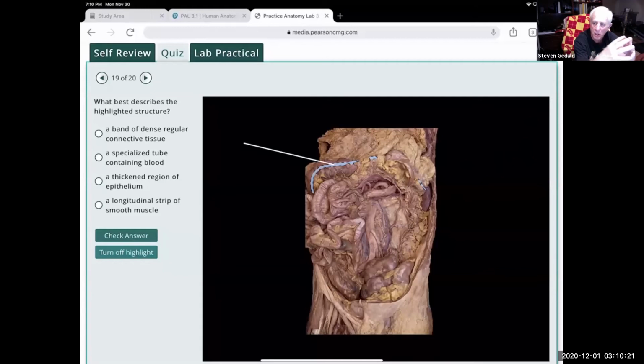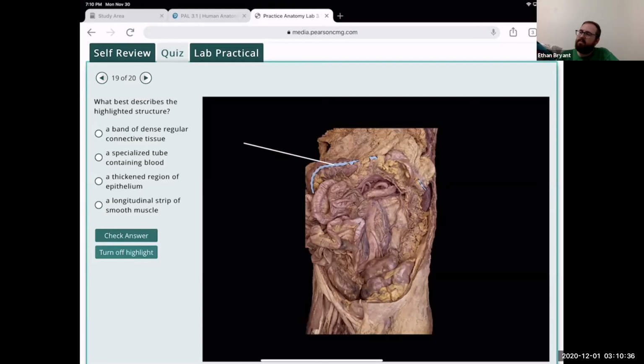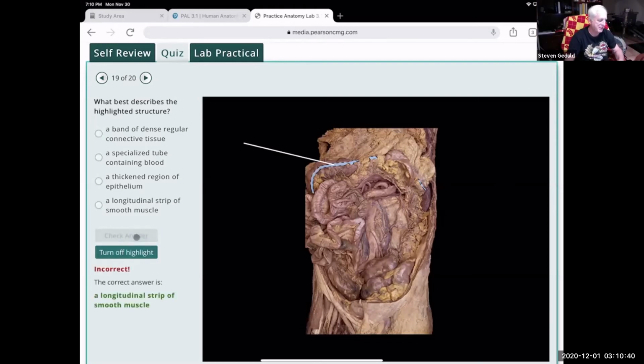So the teniae coli have what function? They're a band of dense connective tissue, a specialized tube containing blood, thickened region of the epithelium, longitudinal strip of smooth muscle. Last one, longitudinal strips of smooth muscle. Those are teniae coli. Sometimes it's hard to tell what they're pointing at. I didn't hit the button, but it's a longitudinal strip of smooth muscle.